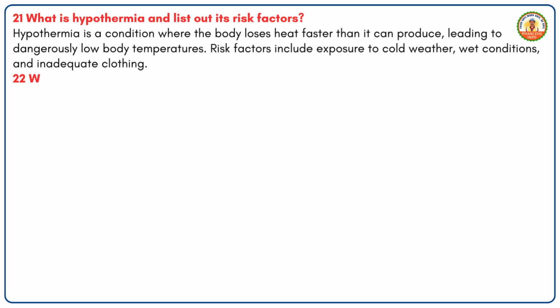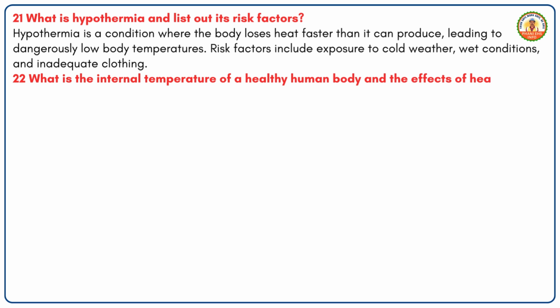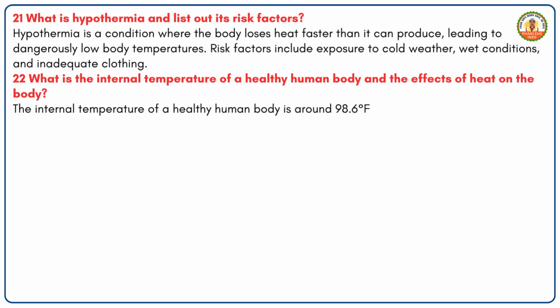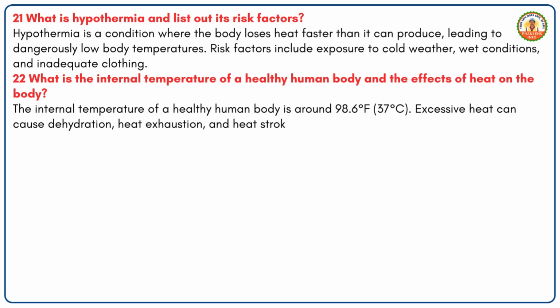22. What is the internal temperature of a healthy human body and the effects of heat on the body? The internal temperature of a healthy human body is around 98.6 degrees Fahrenheit, 37 degrees Celsius. Excessive heat can cause dehydration, heat exhaustion, and heat stroke.